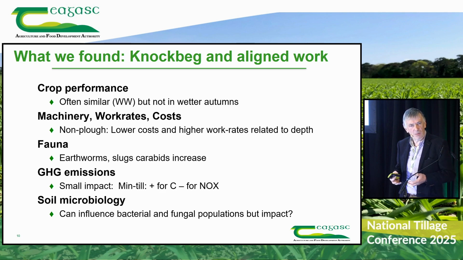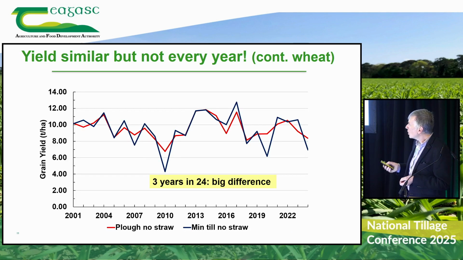The tillage system can influence the microflora that are there, the bacteria and fungal populations. But whether that has any positive or negative impact, we haven't found from that particular work. Just to look at the yields over time, we had one treatment that's carried through while lots of things have changed, one treatment has carried through the 23 or 24 years of trial results there.